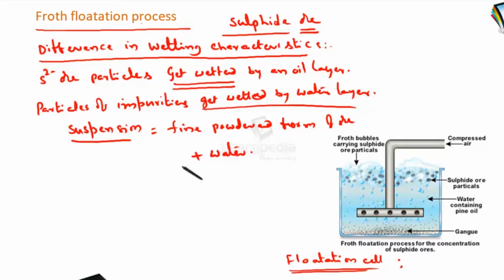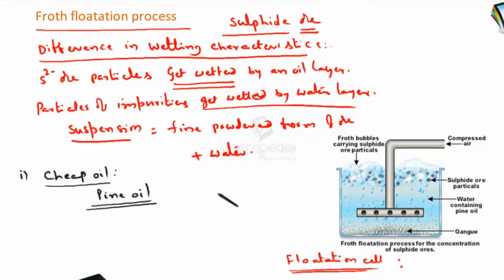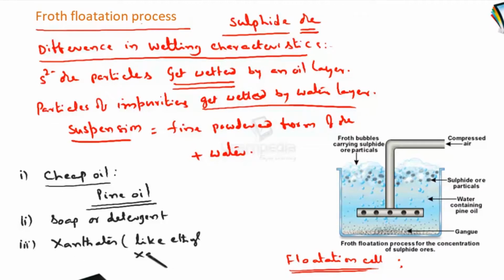To this suspension, three different types of substances are added. One, the cheap oil like pine oil or eucalyptus oil, so that there will be two layers. One is oil layer, the other one is aqueous layer because water is there. And the other type of substances that are added is little amount of soap or detergent. And the other substances called collectors, xanthates like ethyl xanthate or potassium ethyl xanthate.